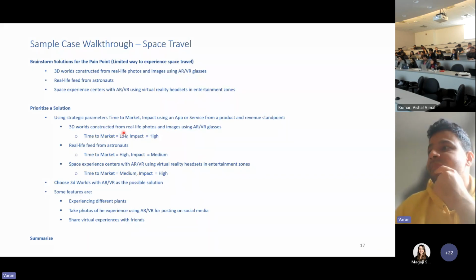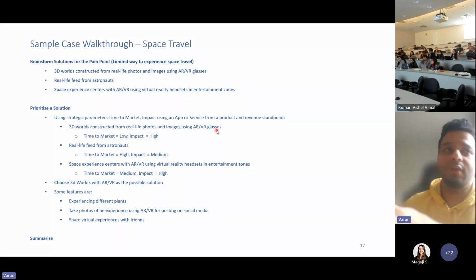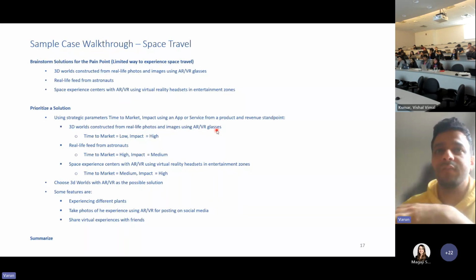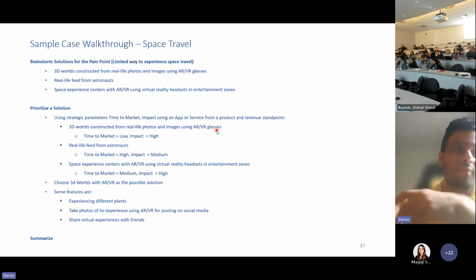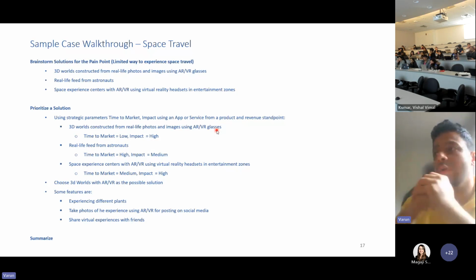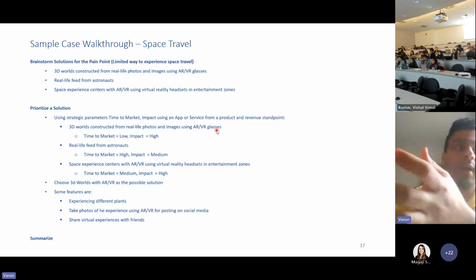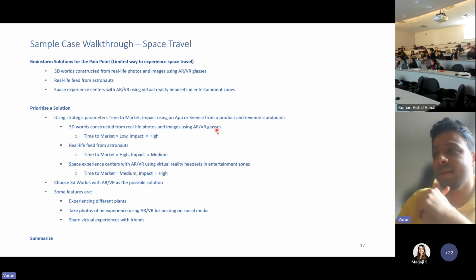And then if you look at this, my reasoning was there is already technology available where you can put headsets and use AR, VR. All you would need to do is construct those 3D worlds, construct those models or use AI to generate those images or videos, etc. Mesh them together, come up with the flow and build solutions within that AR, VR world. Time to market is low because there's a lot of things which are already available from a technology standpoint, and impact is high because it is easier to scale across a larger user base, right?